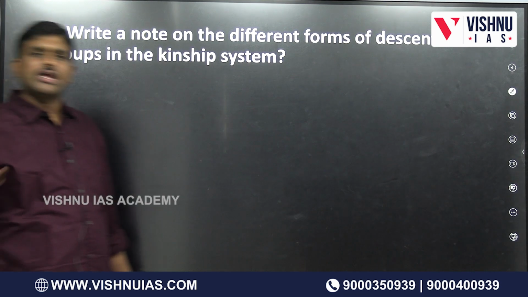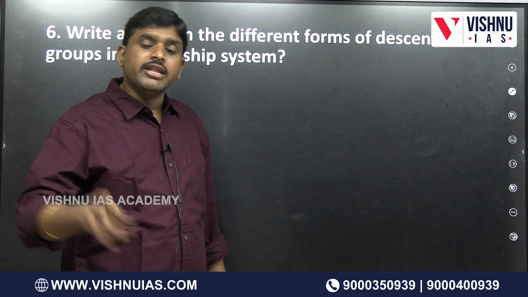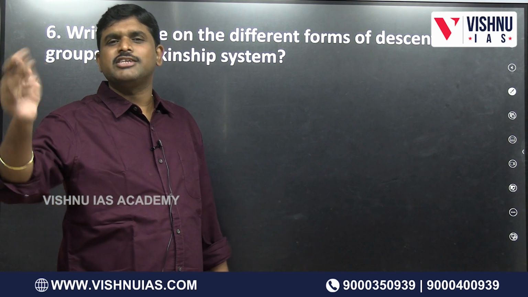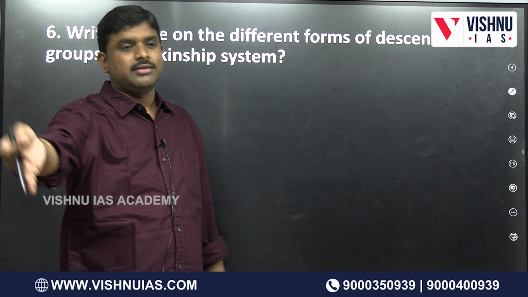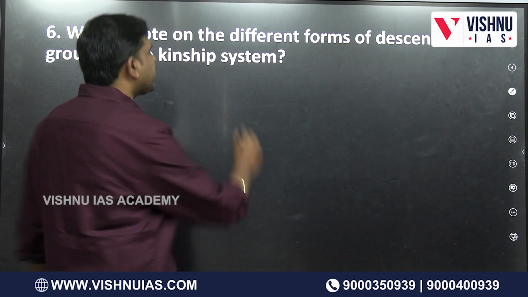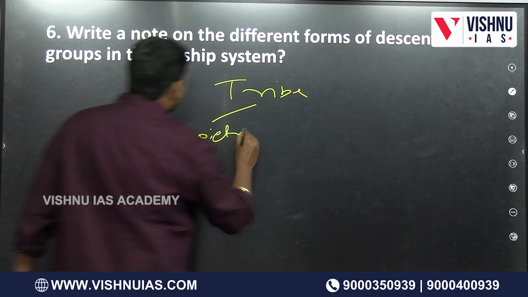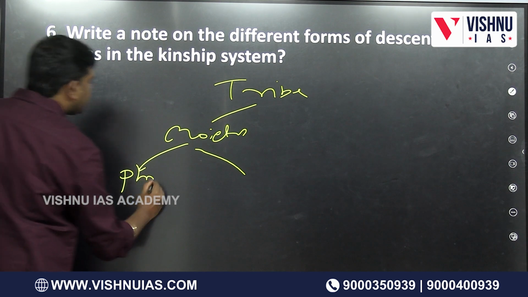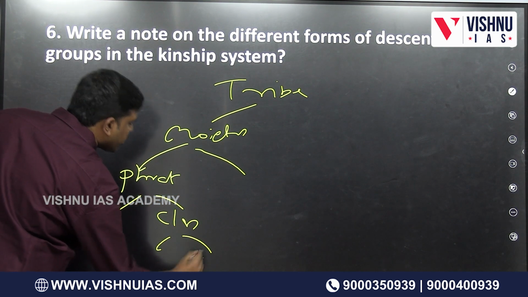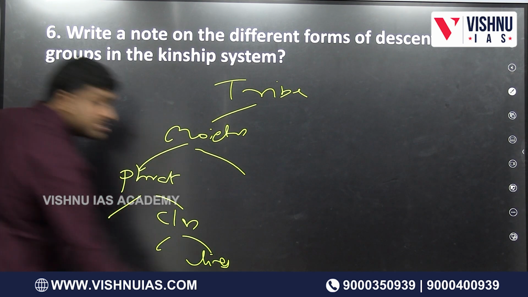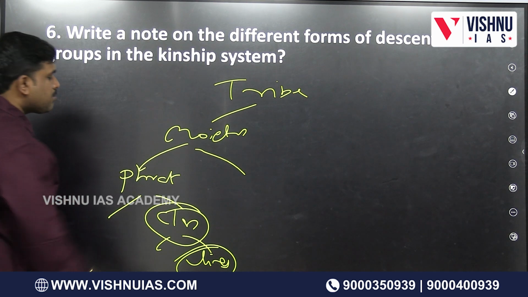Different forms of descent groups are again the same. Patrilineal, unilineal; within unilineal, patrilineal. Different forms of descent: lineage, clan, phratry, moiety. Every society is divided into moieties, every moiety is divided into phratries, every phratry is divided into clans, every clan is divided into lineages, every lineage is divided into families. For lineage, the example is khandan; for clan, totem; then phratry.